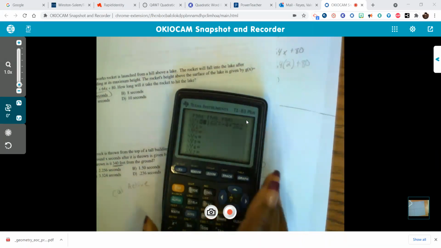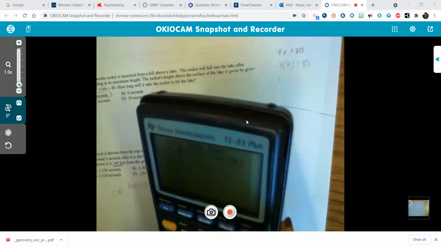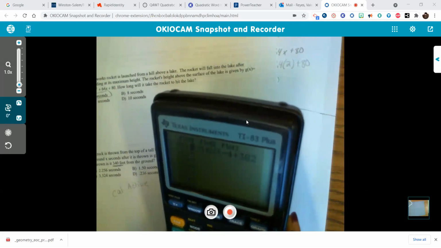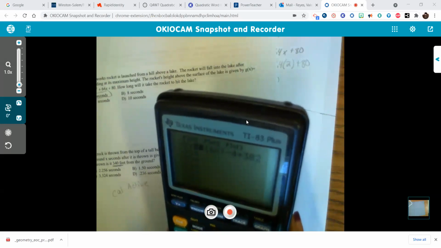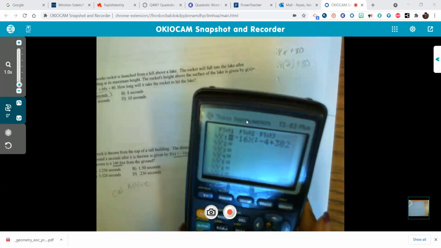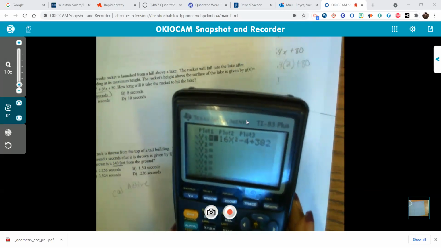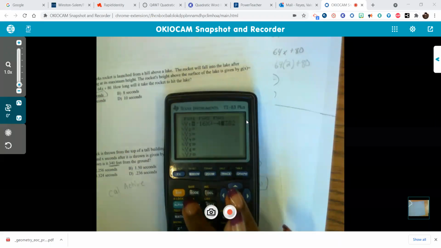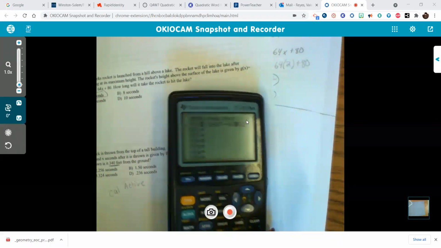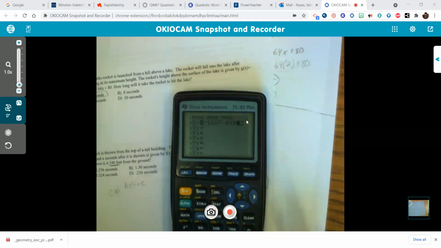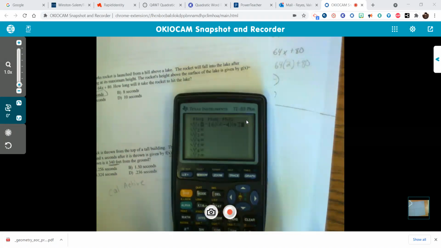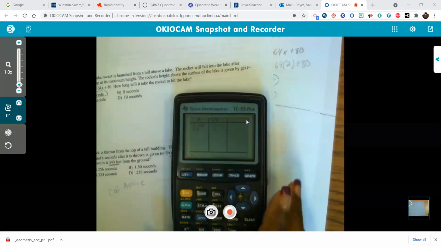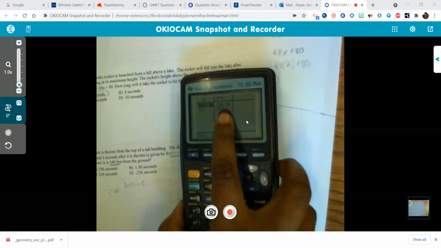I want to say that I typed that in wrong. No, I don't think I typed it in wrong. Negative 16 x squared minus 4. Oh, I did. Look at the x is missing. Follow your instinct sometimes, you know? There we go. That's better. Okay, there we go. It's 340.